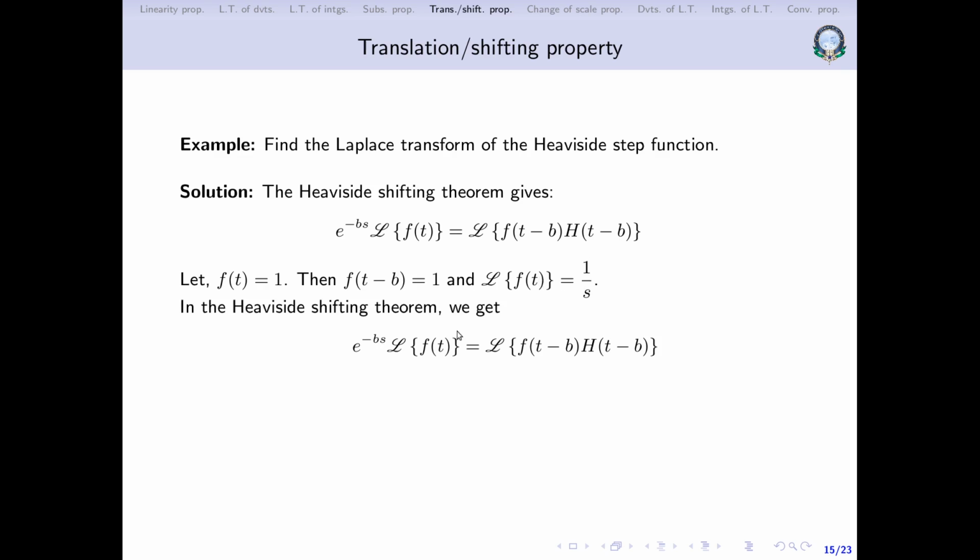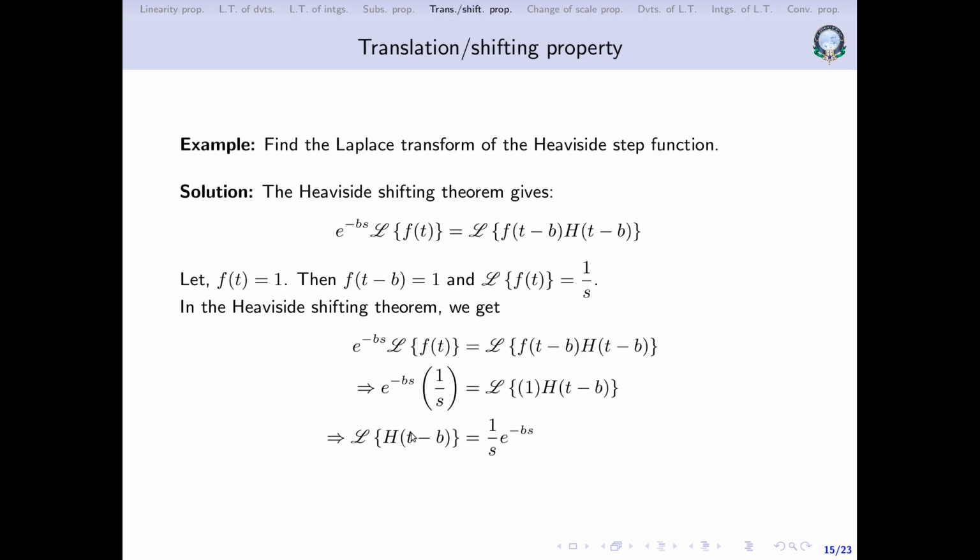So just put these together in the Heaviside shifting theorem. We get e to the power minus bs times the Laplace transform of the original function, which is 1 by s, equal to the Laplace transform of f of t minus b, which is also 1 because it's a constant function, times h of t minus b. So this gives us the Laplace transform of the Heaviside step function h of t minus b equal to 1 by s e to the power minus bs.